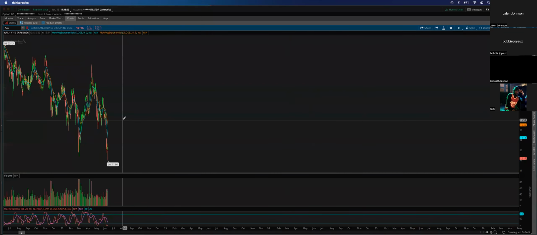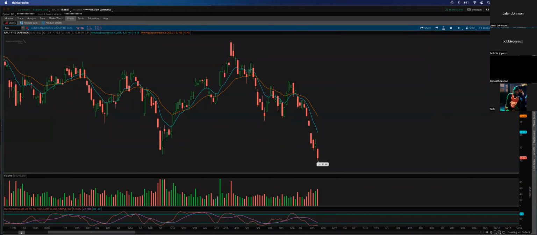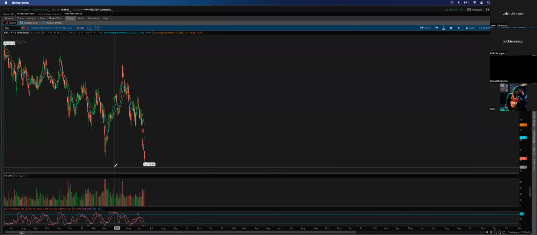Let me see if I show you like this, maybe you will see it a little better. Okay. So yes, it's literally like support and resistance. That's all trend lines is. It's another way of looking at support and resistance.